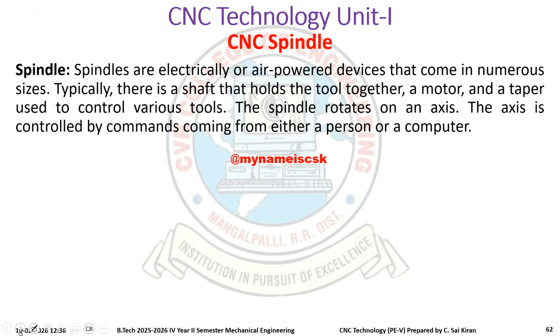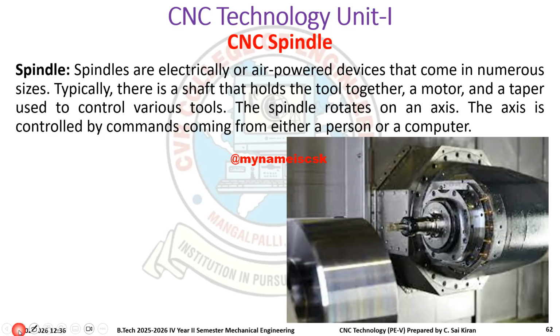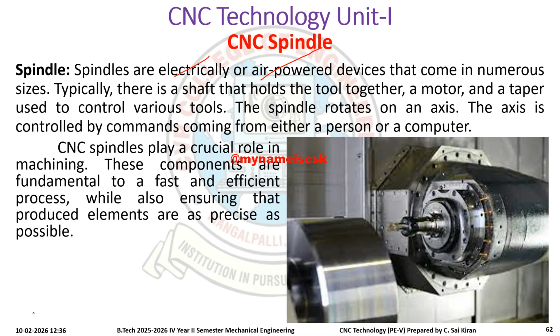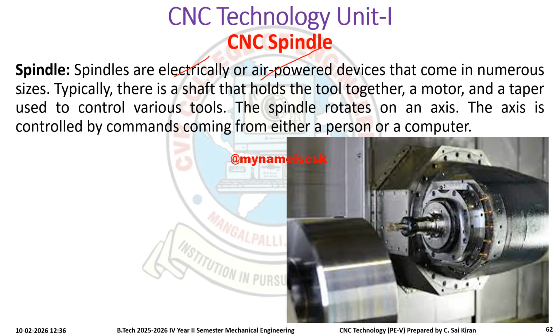Next, spindle. Coming to the CNC spindle, spindles are electrically or air powered. So if you see the spindle, this is our spindle. This spindle should be an electrically powered or air powered device that comes in numerous sizes. So different sizes of spindles will be there.